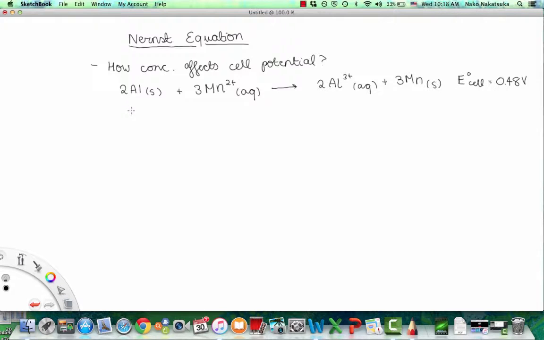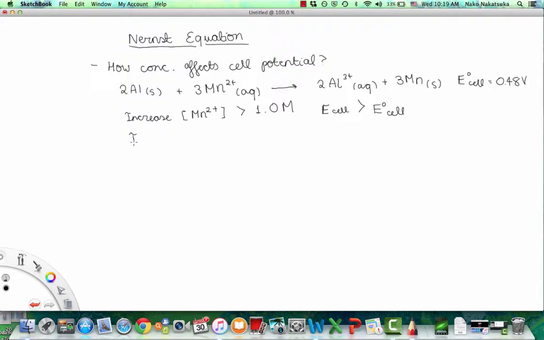Where we can look at different relationships between reactants and products. So let's say we increase the concentration of Mn2+ to be greater than 1 molar. What does this mean? This means that E cell is going to be greater than the value given right here under standard conditions, because now we're increasing the reactants.